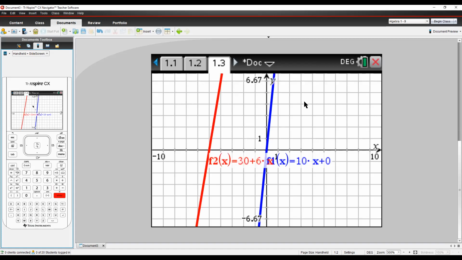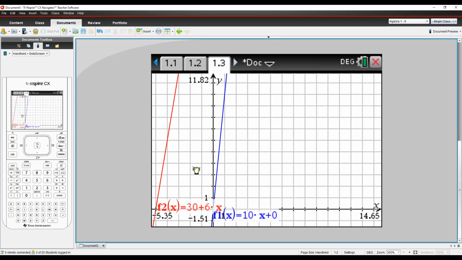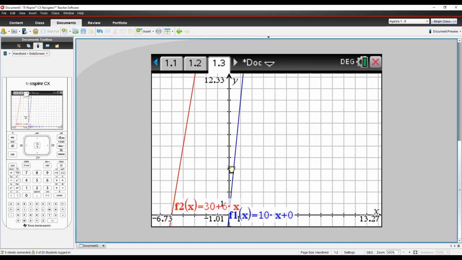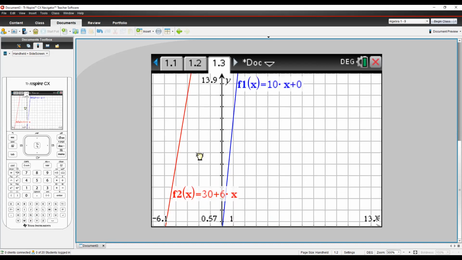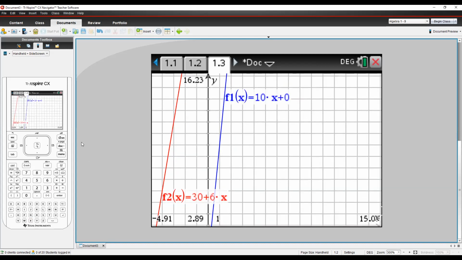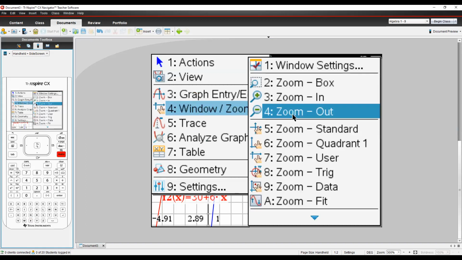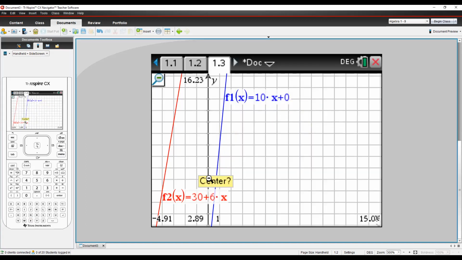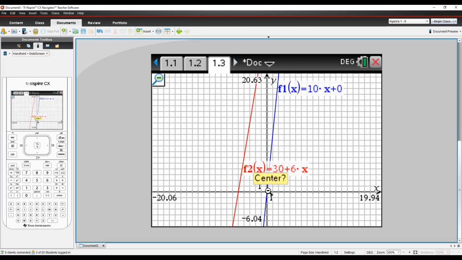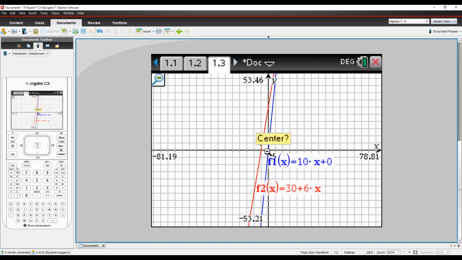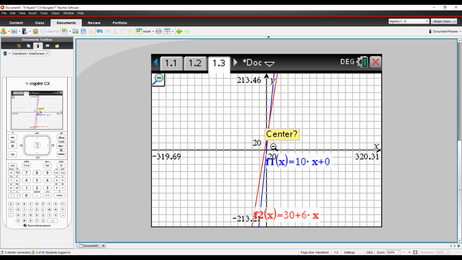Now, we want to start this where, let's see. I'm going to zoom out a little bit. So I'm going to do menu 4 4, and I'm going to put the line here. I'm going to keep going. I'm going to keep clicking. All right. Maybe I've zoomed out a little too much, but you can see.